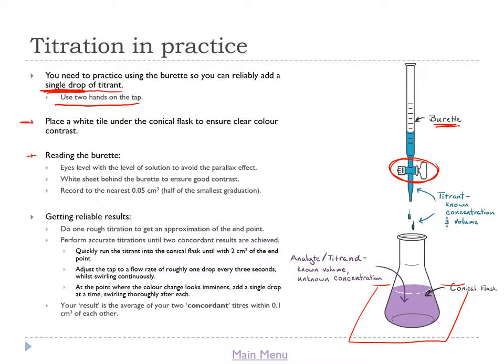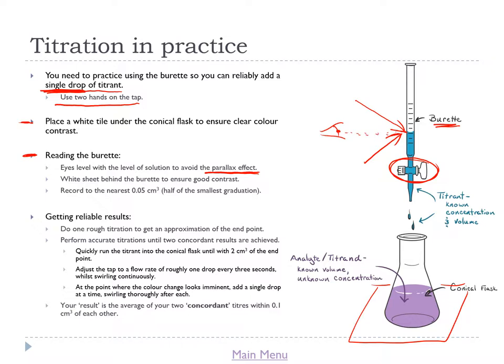Next, we've got how you read the burette. Now, you need to make sure that your eyes are level with the level of the liquid in the burette when you're taking your reading. If you don't do that, if you're looking down towards the level or up towards the level, you get something called the parallax effect. The parallax effect is the way that when you look at something in front of you, the background and the foreground appear to move at different speeds. Now, that parallax effect can mean that you read a burette inaccurately if your eyes are not level with it.